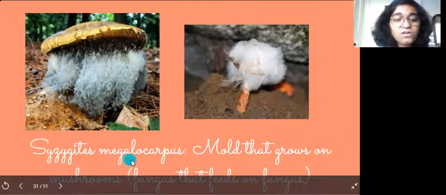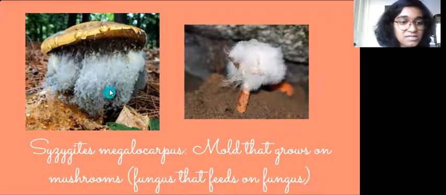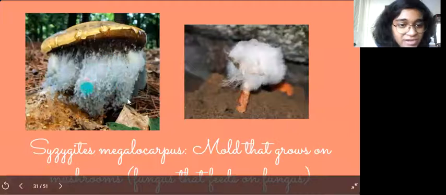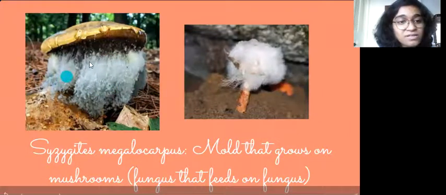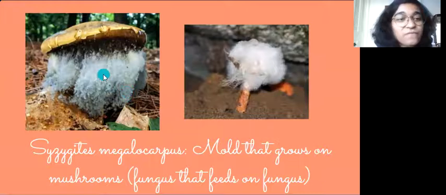The Syzygites, the Parasitella, the mold that grows on mushrooms, the fungus that feeds on another mushroom. You can see this is the big mushroom, and you can see this white color is again another type of fungi, and this is fungi growing on it. This is fungi growing on top of another fungi.